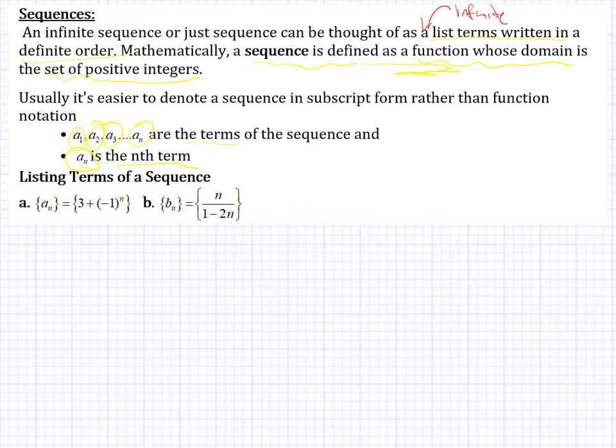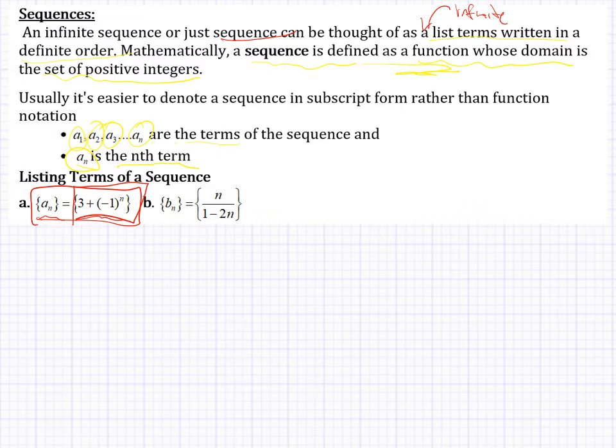We're not really going to talk so much about a finite sequence, so every time we say sequence, we're going to refer to it as an infinite sequence. So if we think about more of the function concept, where the domain is the set of positive integers, we could look at it in this function format, where we have a formula that will generate the terms of the sequence. So in this case, a sub n is defined as 3 plus negative 1 to the n.